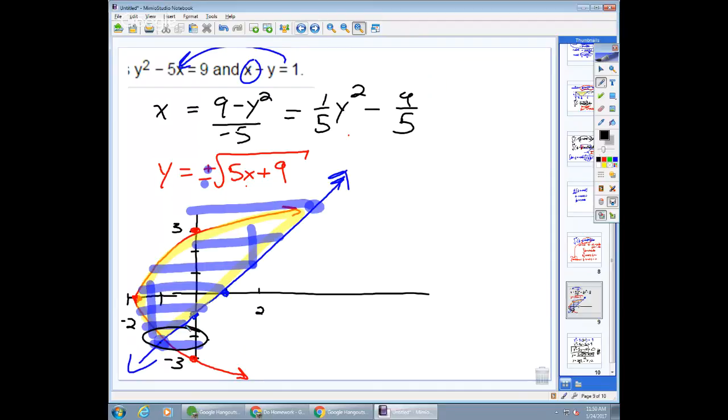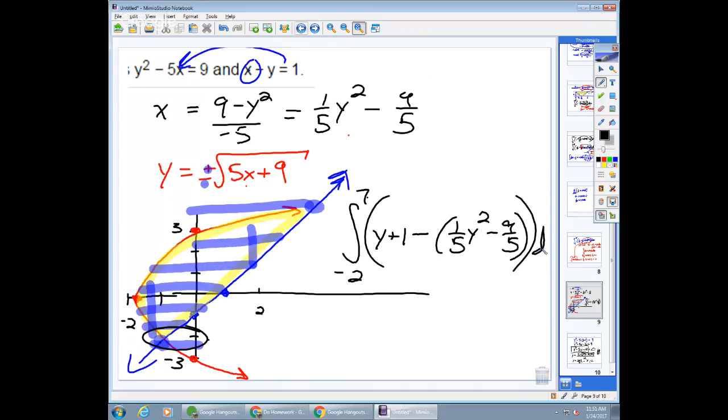So what do we have then? We have the area should be the integral from negative 2 to 7. The blue function is the greater one. We have functions of y here. And it would be represented as x equals y plus 1, right? So we're going to have y plus 1 minus my other function, which is 1/5 y squared minus 9/5, dy.